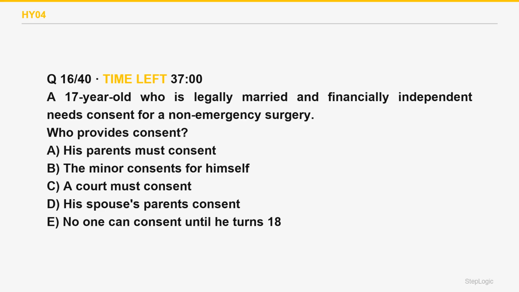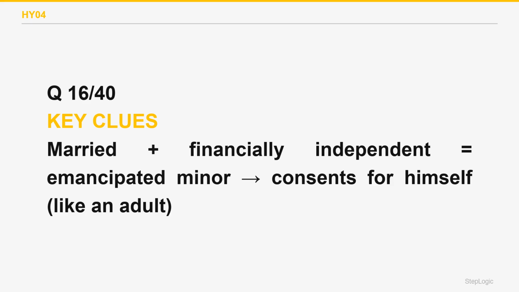Who provides consent? A 17-year-old who is legally married and financially independent needs consent for a non-emergency surgery. Read the command. Who consents for an emancipated minor? He decides for himself. An emancipated minor, one who is married, in the military, financially self-supporting, or declared emancipated by a court, may consent to their own medical care just like an adult.